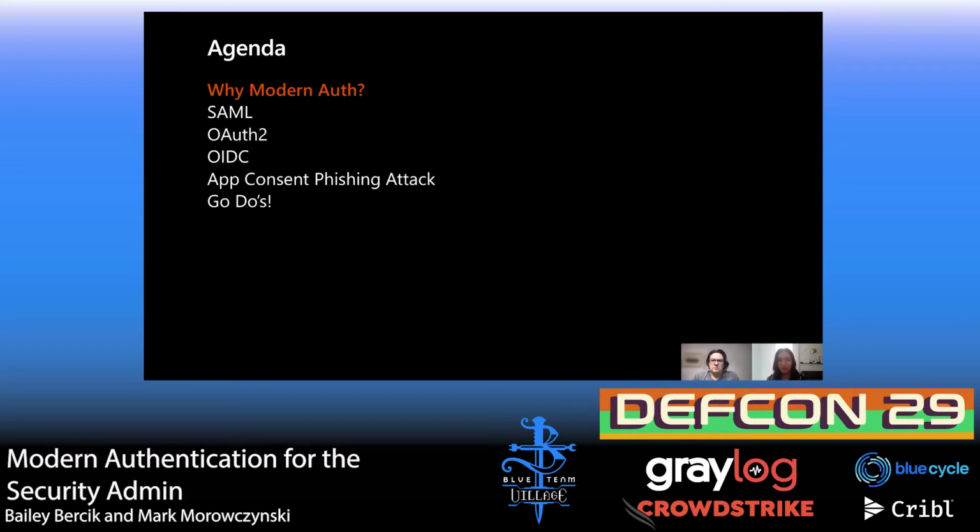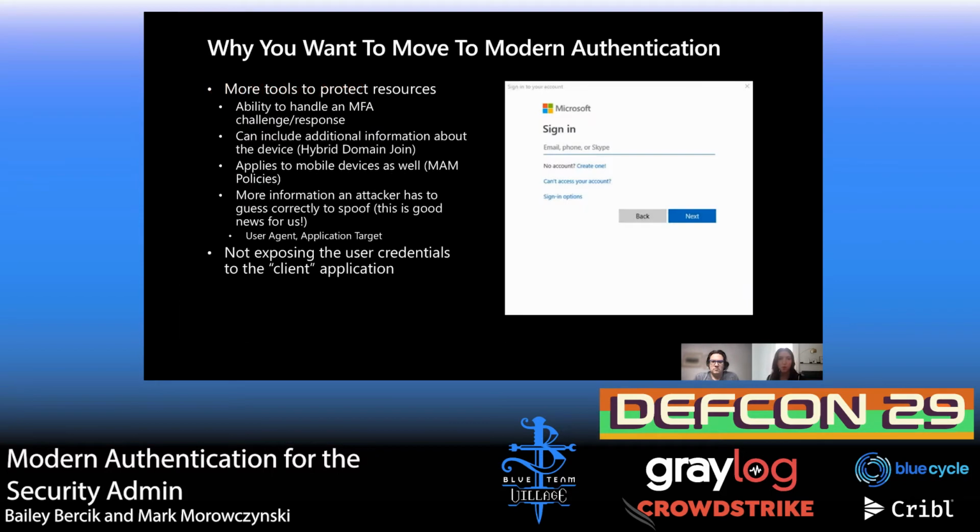To kick it off, before we get into what SAML, OAuth2, and OpenID Connect are, and then share an attack that we've been seeing on the rise, we're going to first talk about why you would even want to move to modern auth in the first place. When we're referring to modern auth, we're referring to what's happened after its predecessor, basic or legacy auth, where essentially you're not able to allow users to MFA. With modern auth, you can actually have MFAing instead of just relying on the username and password. There are also more tools to protect those resources, including some monitoring.